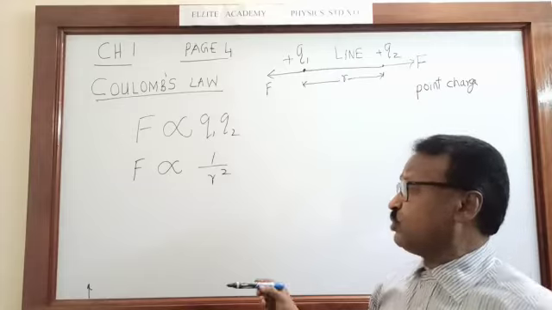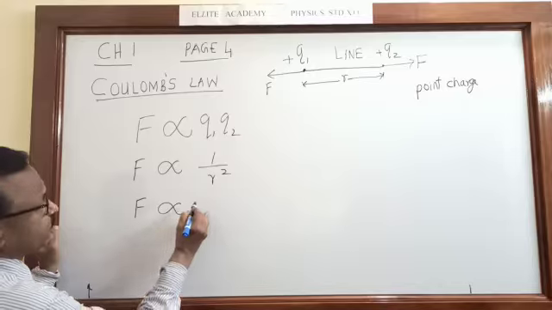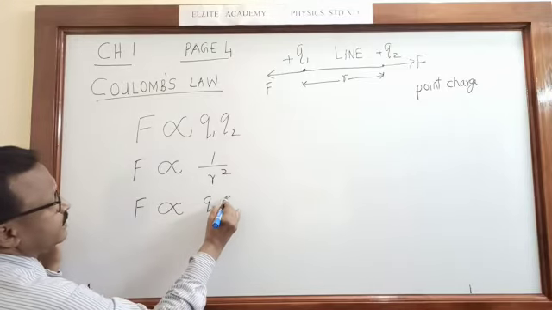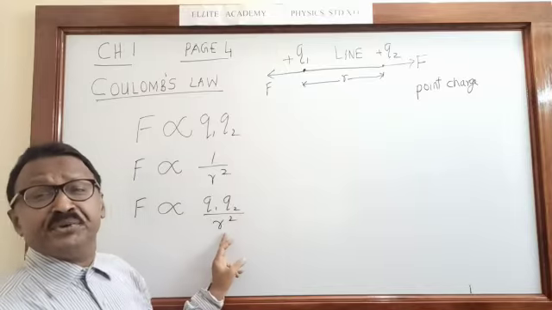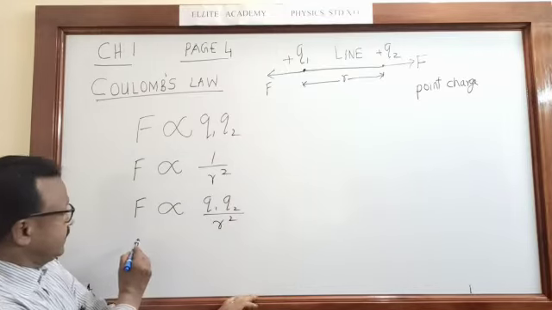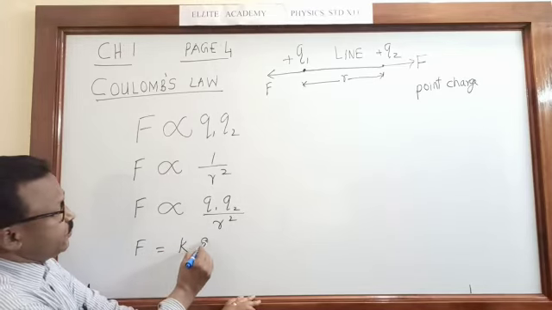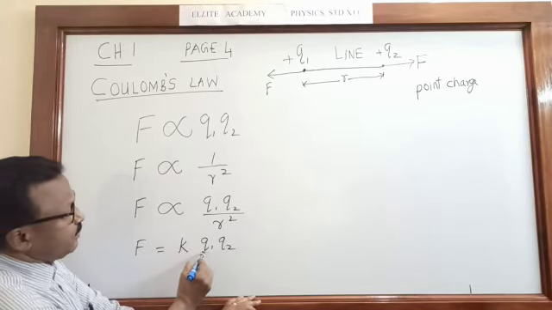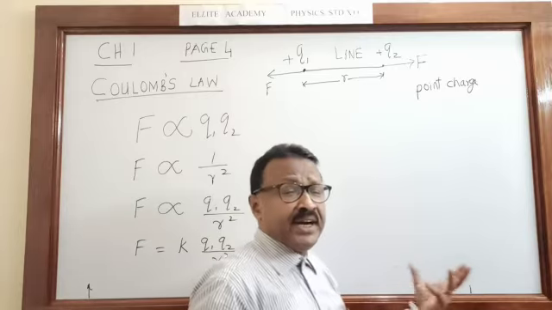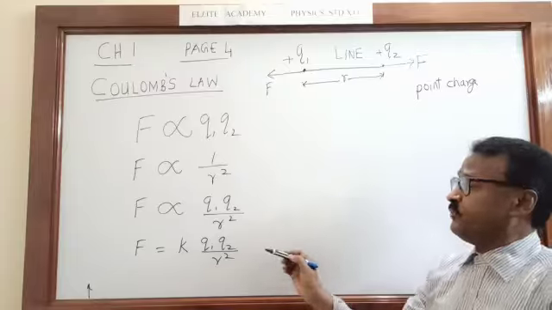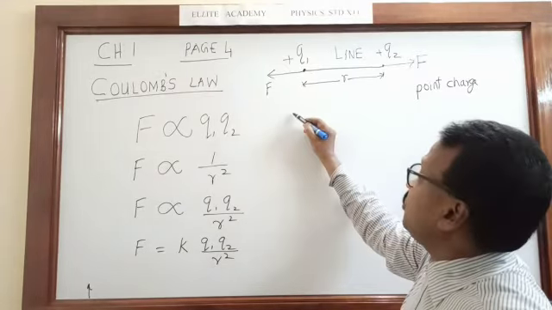Let me combine both of them. Equation comes: F proportional to Q1 Q2 upon r square. I can introduce a constant of proportionality. F equal to some constant K into Q1 Q2 upon r square. If I put it in a sentence, that is a statement of what we call Coulomb's law. Then what is going to be the value of K?